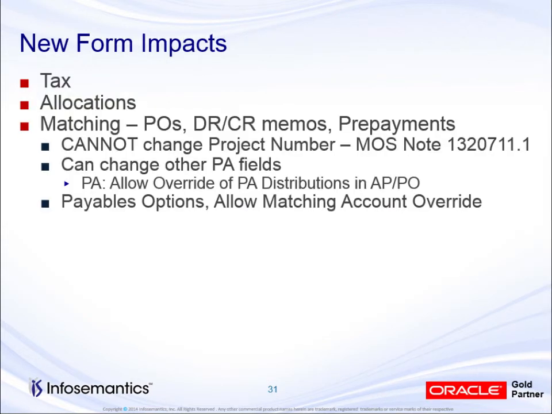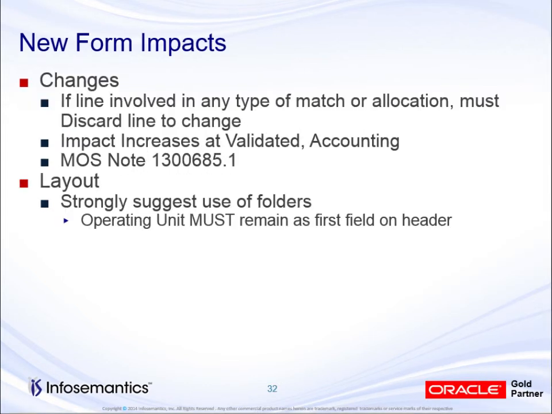So this new form is actually, people get it. People open it up and they get it. The problem is it impacts tax, it impacts allocation, it impacts matching. One of the things in the matching is if you're using projects and your purchase order references project information, on the matched line, you can change anything about that project information except the project number. Next slide.